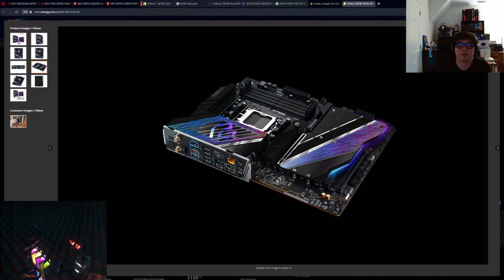Well, there you go, boys. Centralcomputers.com still has the Nova. B&H Photo might have it too.